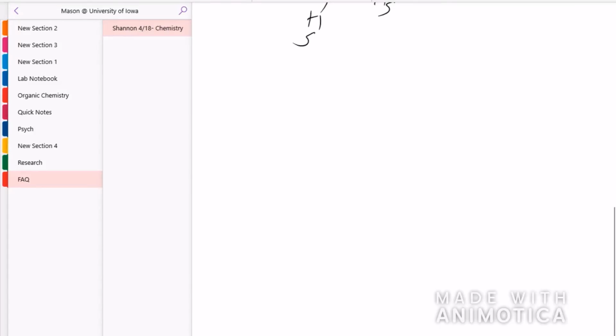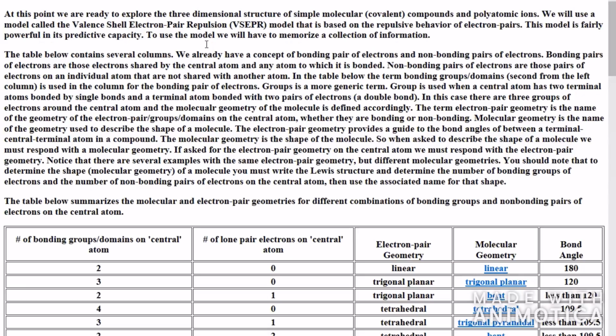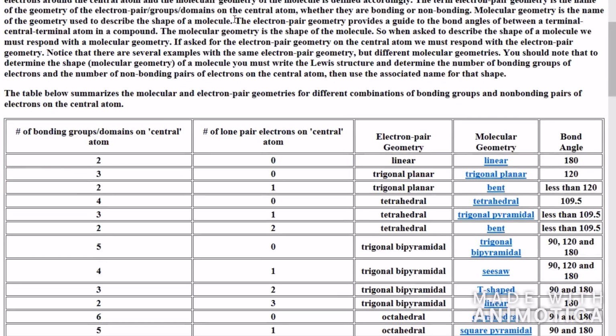So my favorite website for this is Oklahoma State. They put out a really nice description of this. If you Google "molecular geometry Oklahoma State," you should be able to get an exact copy of it. But there's a variety of reasons why I like this.